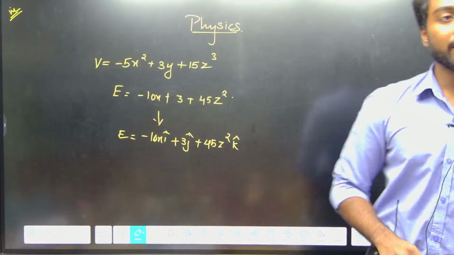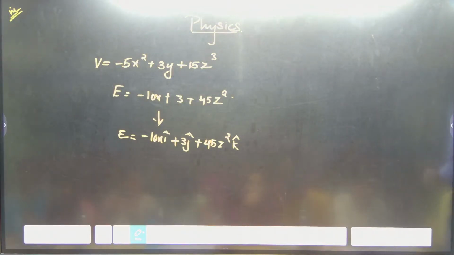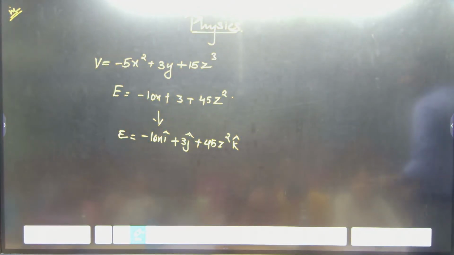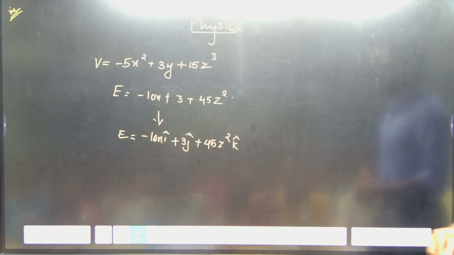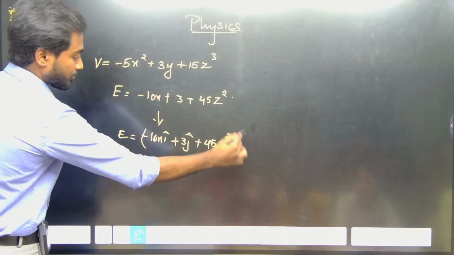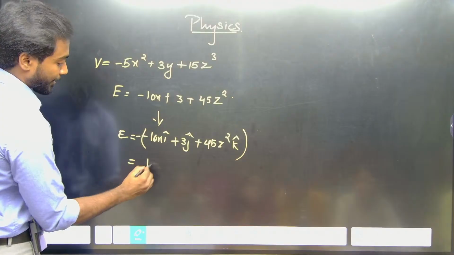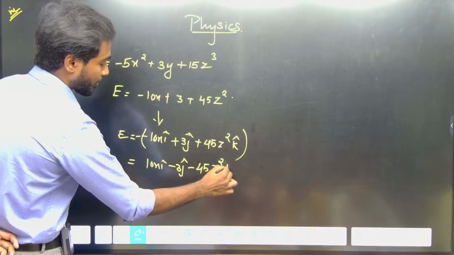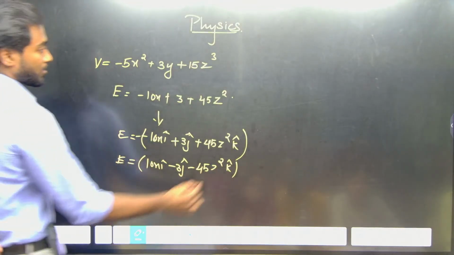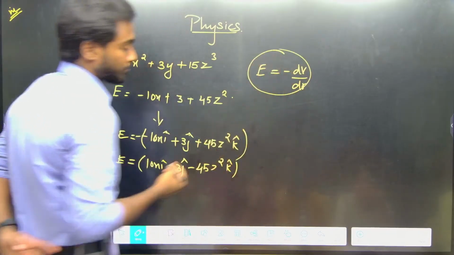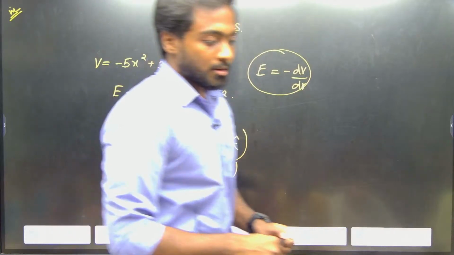So anyone having any doubt in finding this answer? dV by dr, so minus of it will come, no? 10x i cap minus 3 j cap minus 45z square k cap. So the formula is E is equal to minus dV by dr. Okay. So we'll go for the next topic.